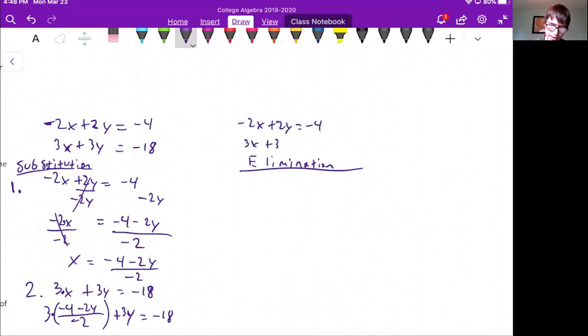3x plus 3y equals minus 18. And you might see that elimination will be a little bit easier in the long run. Hopefully, in this particular problem, hopefully. So elimination really capitalizes on the nature of the equal sign.